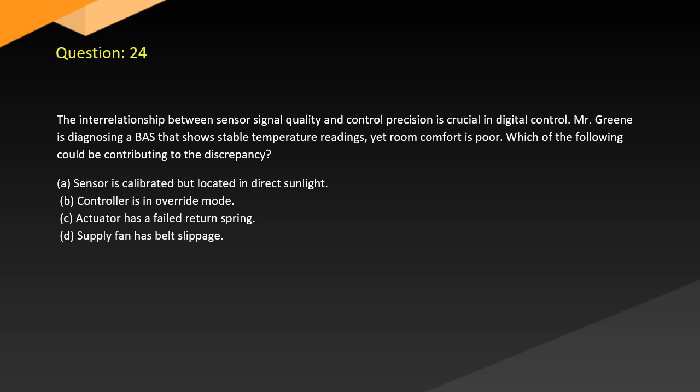Question 24. The interrelationship between sensor signal quality and control precision is crucial in digital control. Mr. Green is diagnosing a building that shows stable temperature readings, yet room comfort is poor. Which of the following could be contributing to the discrepancy? A. Sensor is calibrated but located in direct sunlight. B. Controller is in override mode. C. Actuator has a failed return spring. D. Supply fan has belt slippage.